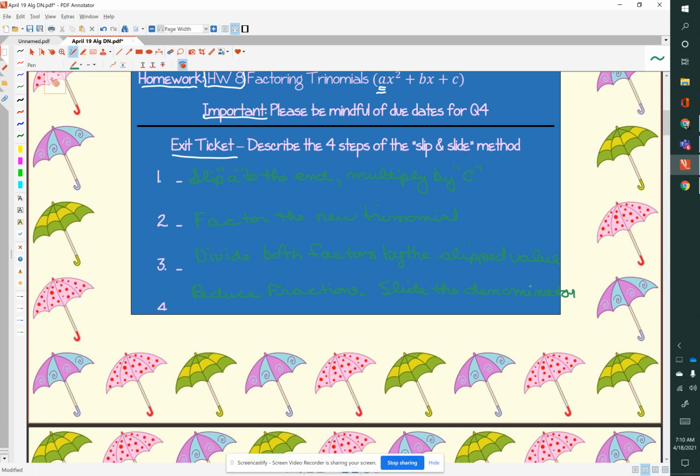Now, you won't always have a denominator, but where you do, you have to slide the denominator up in front of the variable.